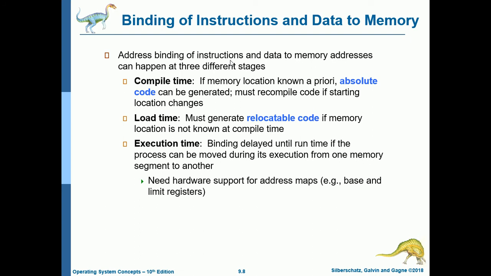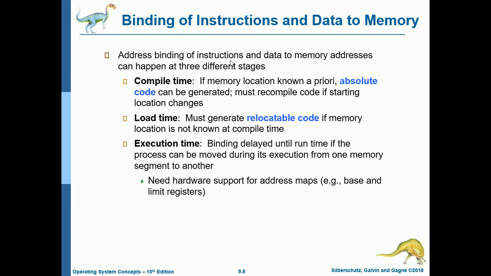Next is the binding of instructions and data to memory. Address binding of instructions and data to memory addresses can happen at three different stages. First, we have compile time. If the memory location is known a priori, absolute code can be generated. You must recompile the code if the starting location changes. So what is absolute code? This is code with bindings to absolute memory addresses.